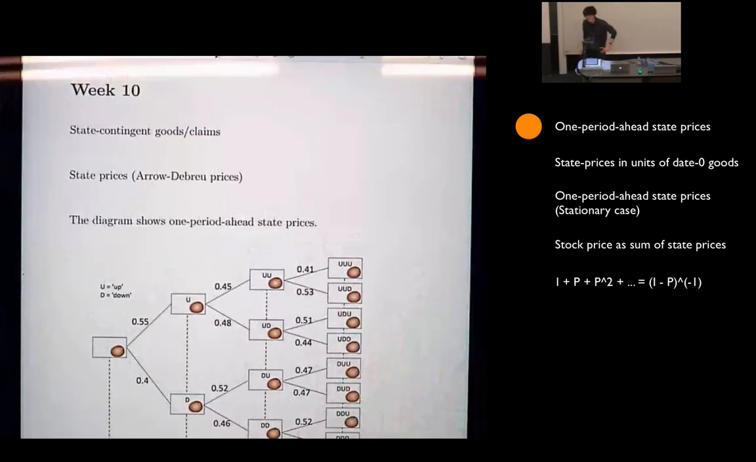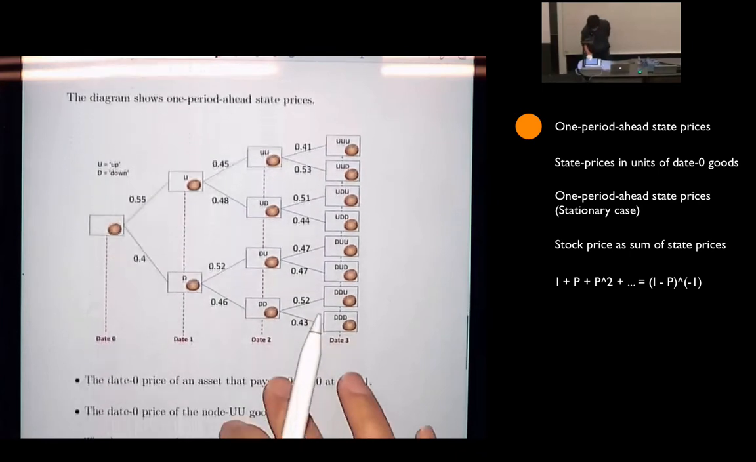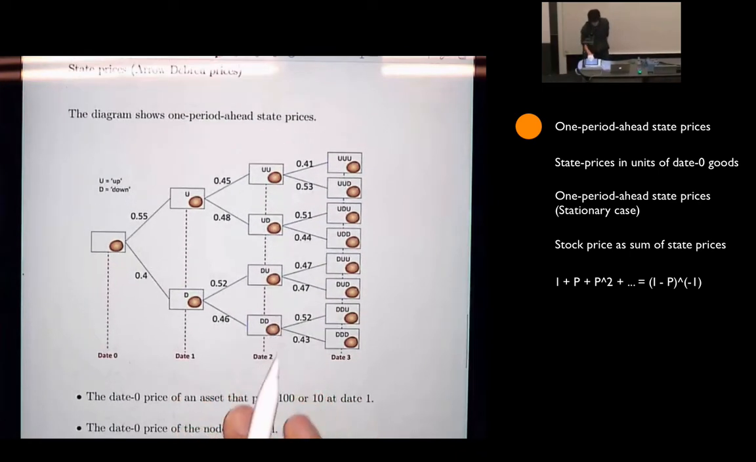So let's play around with these state prices. Suppose all the state prices are already determined in equilibrium, and let's price many other assets. So here is one exercise about the state prices in the dynamic stochastic environment.